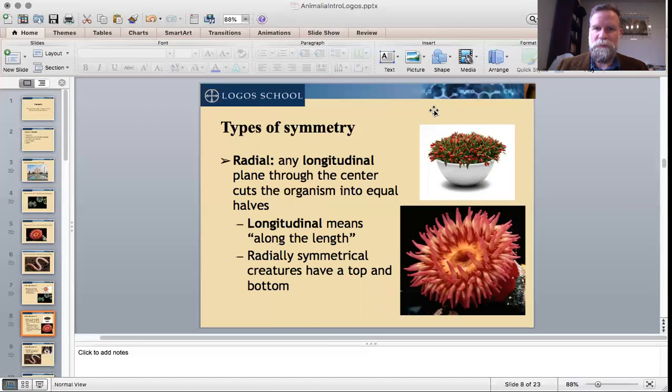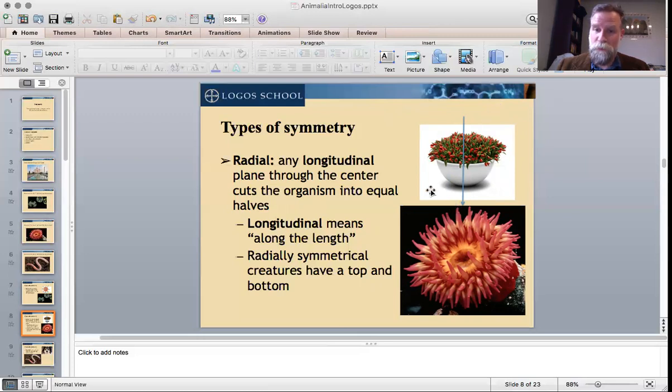Next type of symmetry, our sea anemone, radial symmetry. Radial symmetry means that any longitudinal plane through the center. Longitudinal means along the length, like this. So we'll move that a little bit to the left, for you who are really design people and are noticing my lines aren't perfectly straight, or not perfectly square, I should say. All right, that is a line of symmetry for a radially symmetrical object or creature.